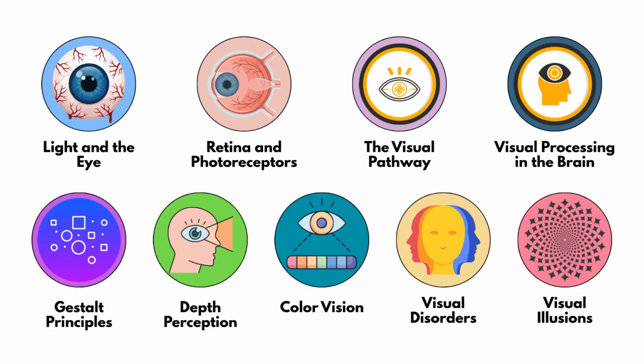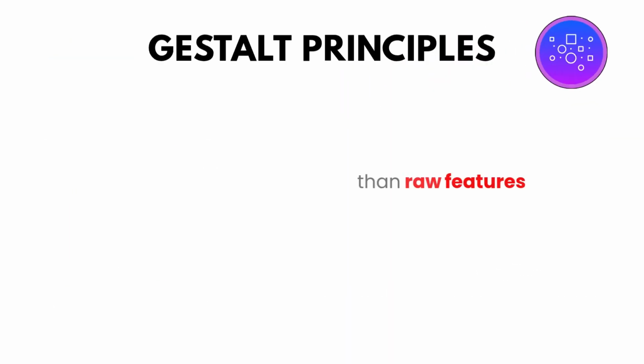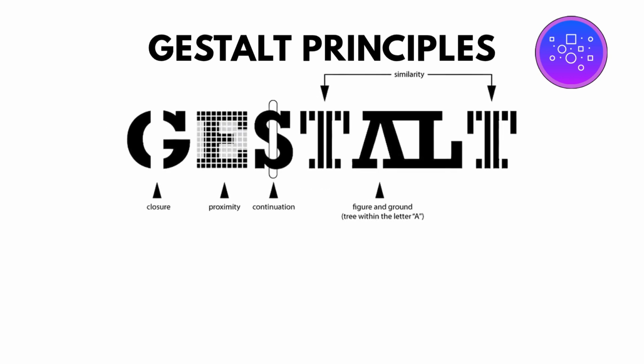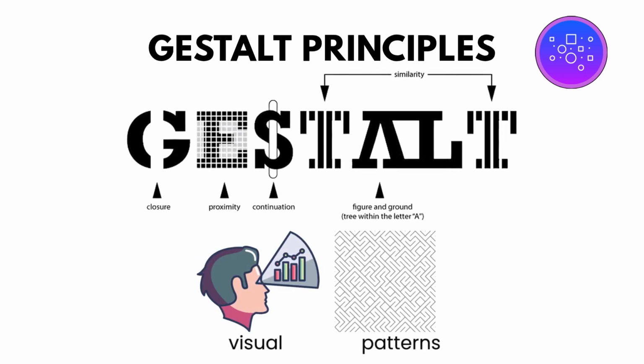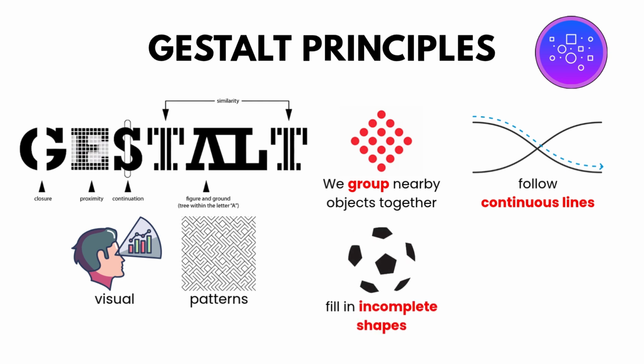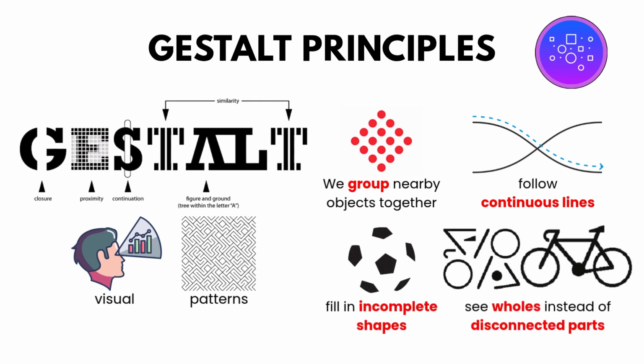Gestalt principles. But perception is more than raw features. Gestalt principles explain how we naturally organize visual input into meaningful patterns. We group nearby objects together, follow continuous lines, fill in incomplete shapes, and see holes instead of disconnected parts. These shortcuts help explain why optical illusions work so well.